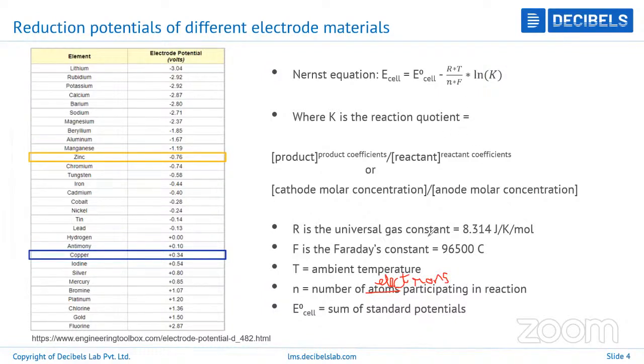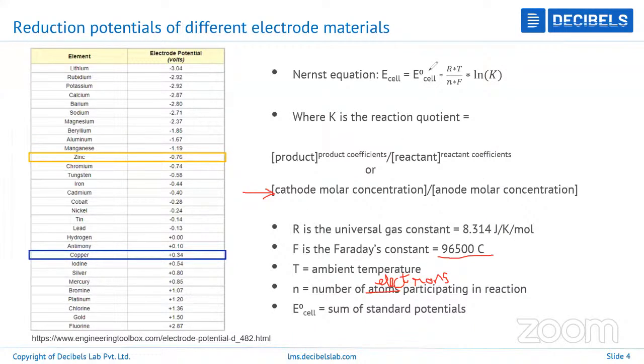And F will be your Faraday's constant, which is approximated at 96,500 coulombs. Okay, and then K will be your reaction quotient, which is basically a ratio of active material concentration. So whatever material concentration we have for cathode and anode, if we take the ratio of them, we get the reaction quotient K. Okay, so this is how we will be looking at each of the terms.